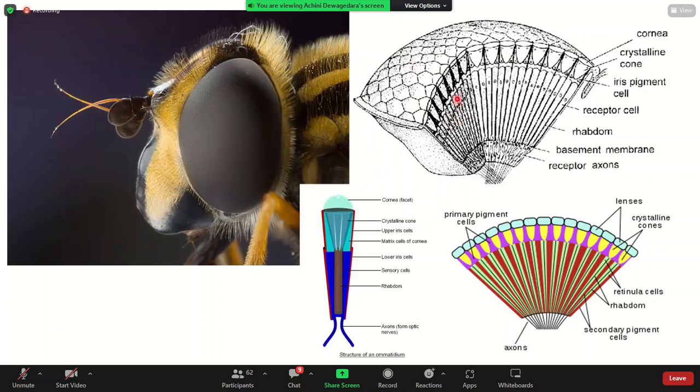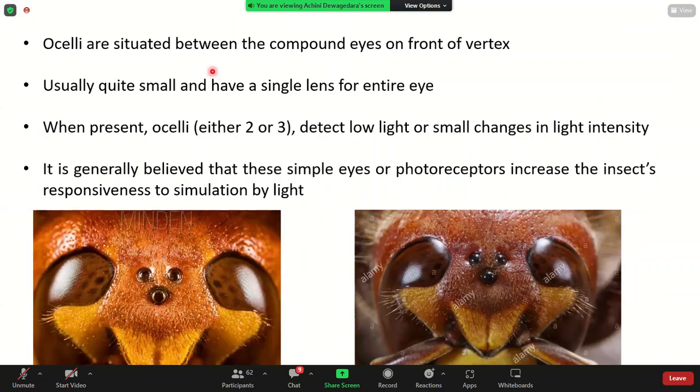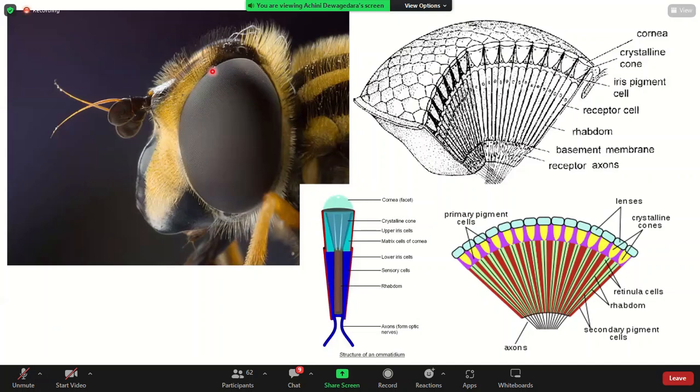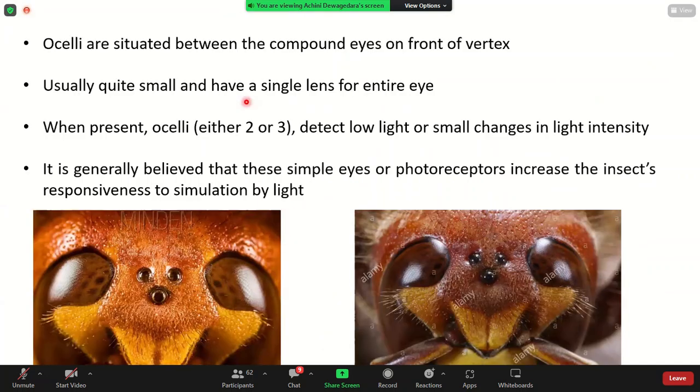Right? All these ommatidia will receive some signal, maybe a movement, and all these ommatidia send the signal, and an image will be developed here in the brain of the insect, right? Okay, and this is the compound eye, and these three structures present here are the simple eyes.